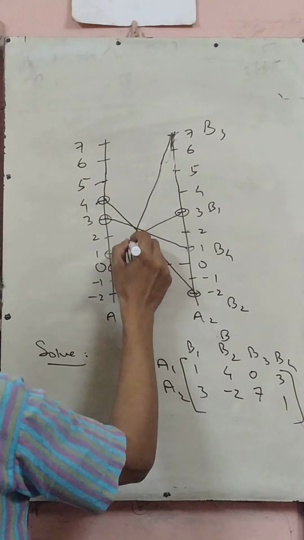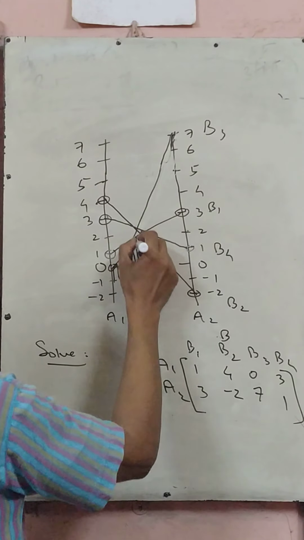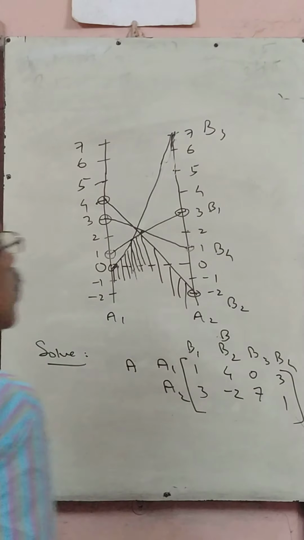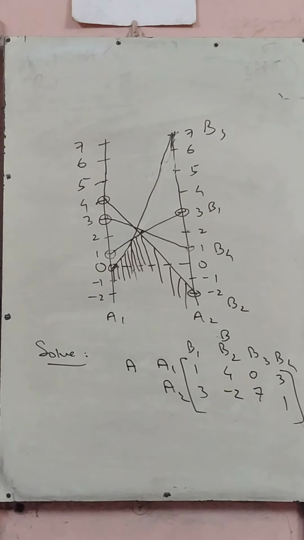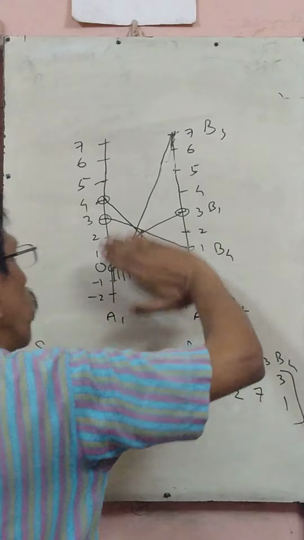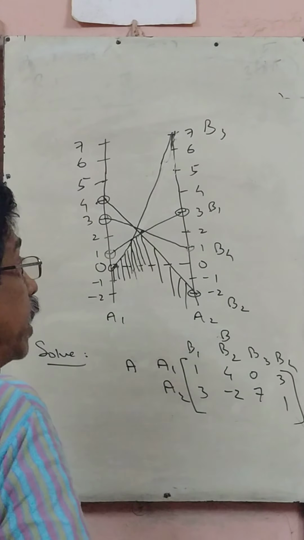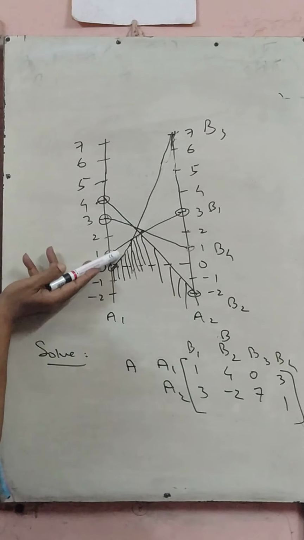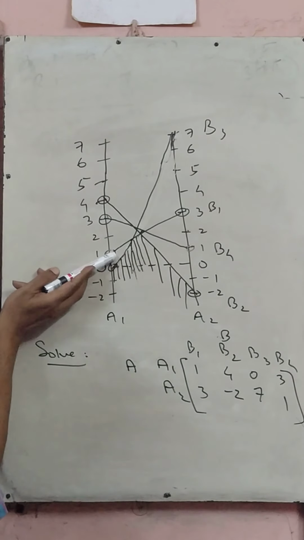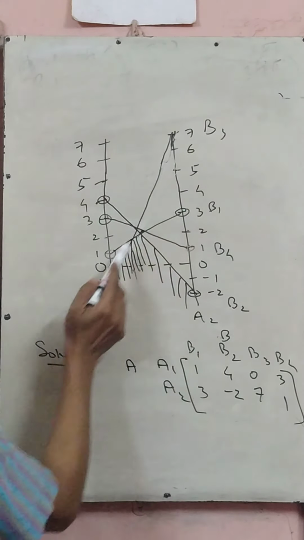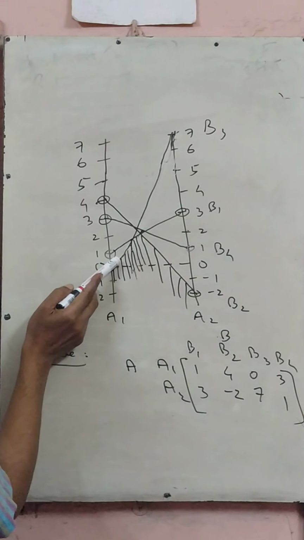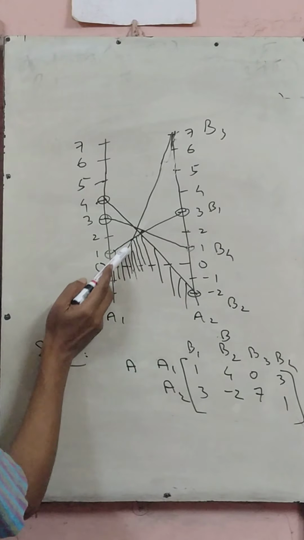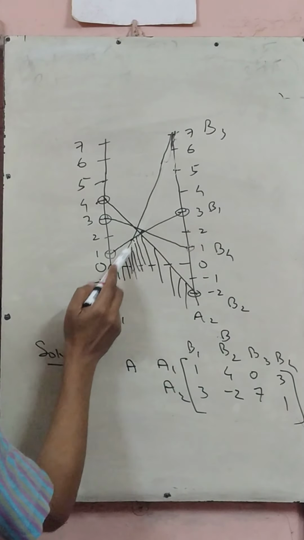We are shading the lower portion of the lines, and if you draw properly, all the lines are showing the lower portion. So what is the common shaded region? Here is the question. This line will not allow anything above this. This is the third line, B3. B3 will not allow any value to go above this. So B3 will restrict the value of the game within this line.